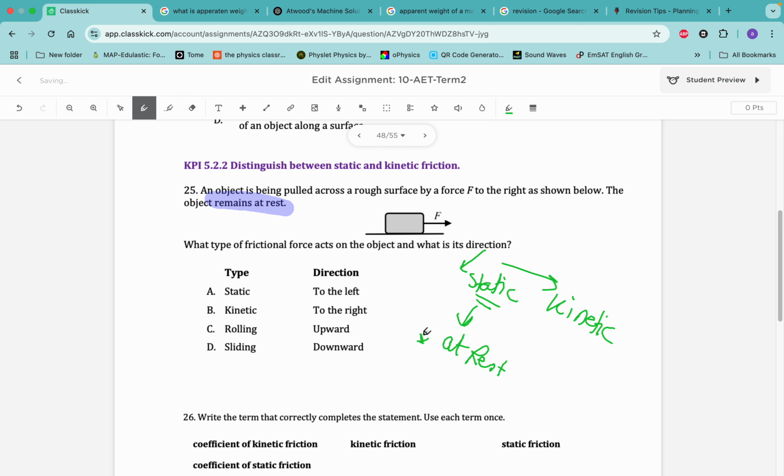or kinetic, while kinetic is when the object is in motion or when the object is accelerating. So the keywords here help us to understand that the object is at rest. So the type will be static, which is option A.